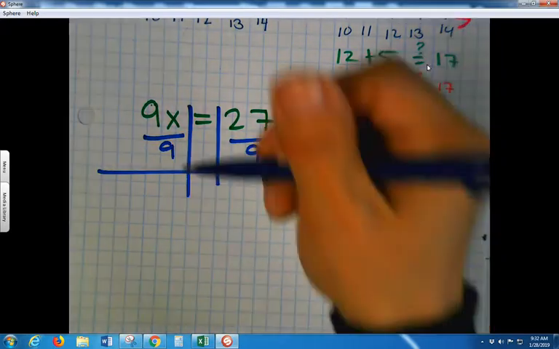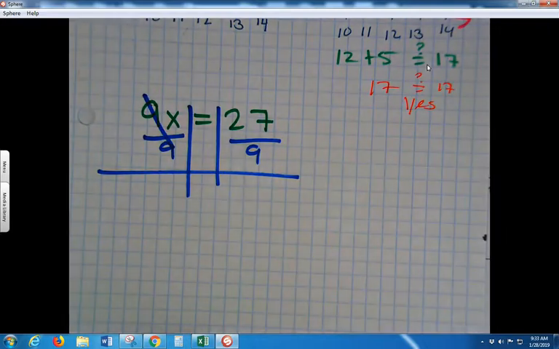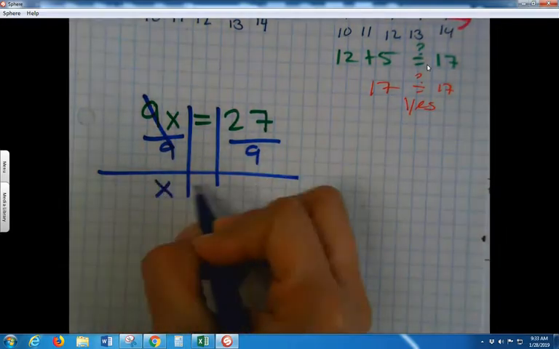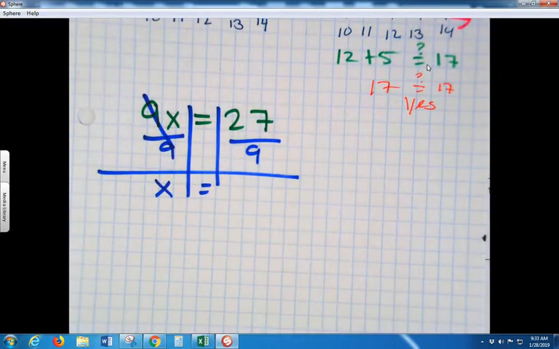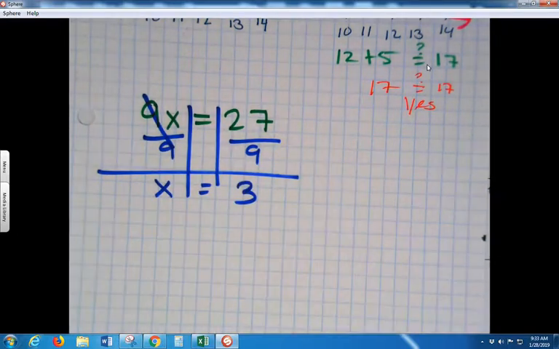What's left here is a 1x. Do I write the 1 though? No, I just write x. Good. What's 27 divided by 9? 3. Guess what? I'm done. That was easy. That was it.